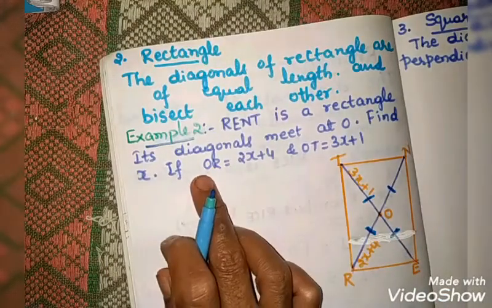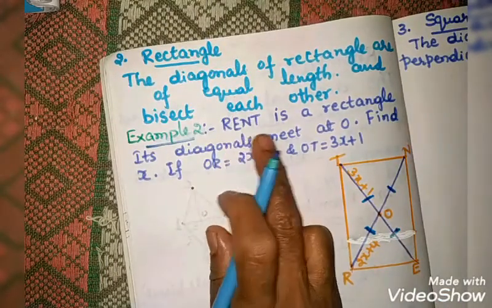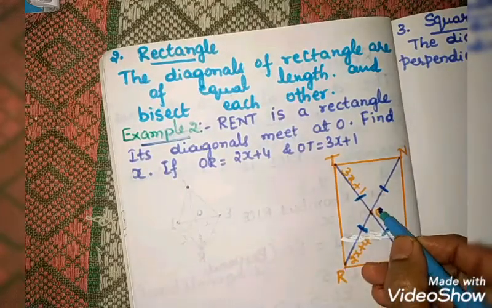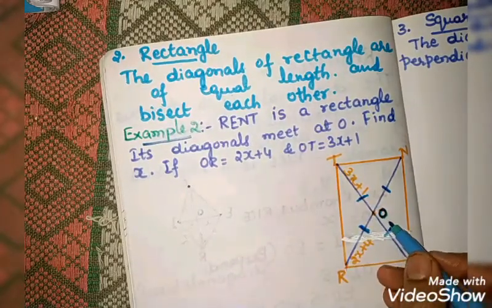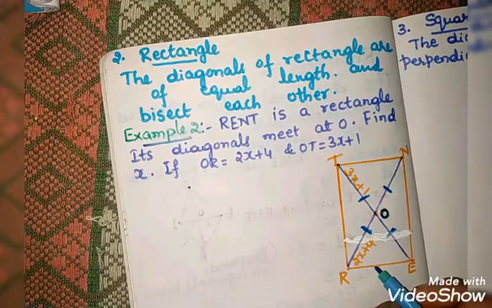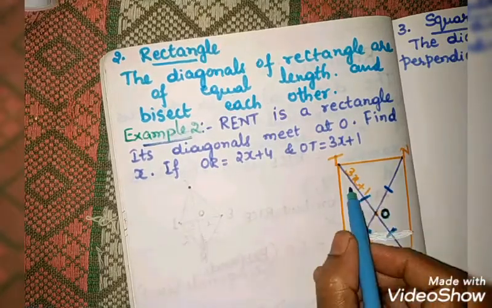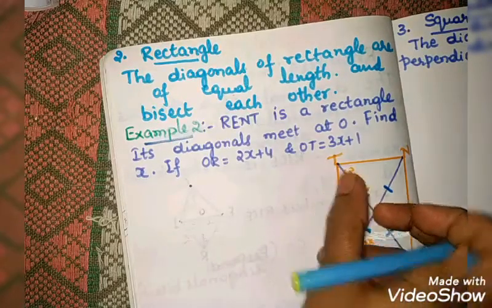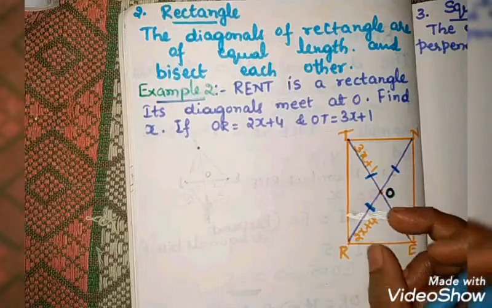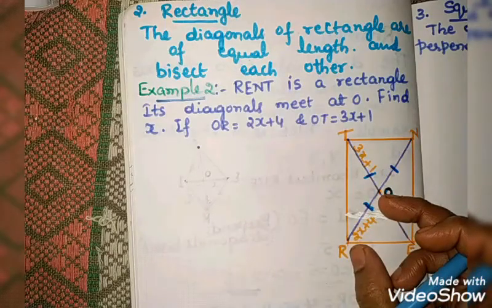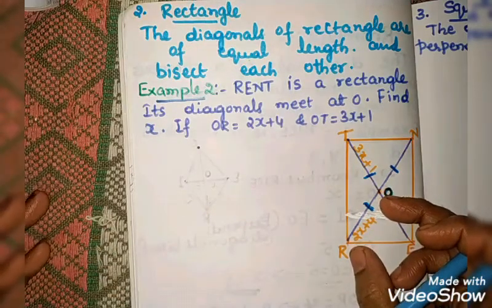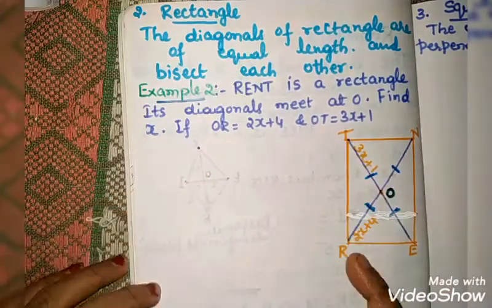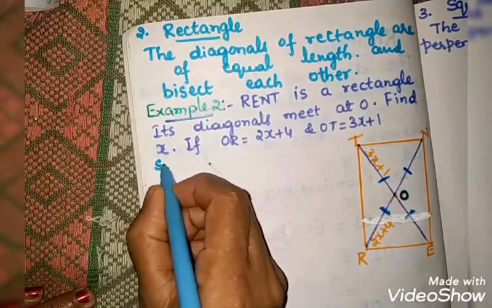Now, let us solve one sum. Example 2. RENT is a rectangle. Its diagonals meet at O. We wrote here it is the point where the diagonals meet, point O. Find X. Here we have to find out X. Where is X here? They marked this portion OT as 3x plus 1 and this portion RO as 2x plus 4, children. OR is given as 2x plus 4. OT is given as 3x plus 1. So we have to find out X. Now let us go for the solution.